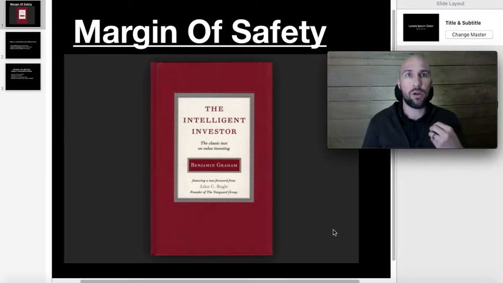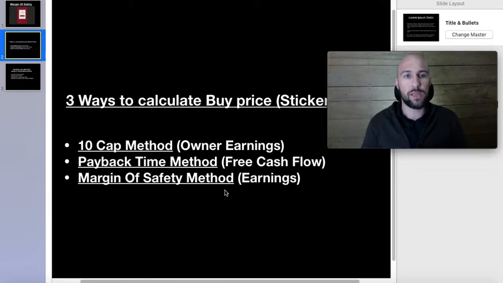Now, there are three ways that you can calculate a margin of safety in a stock. There are many ways, but three that I have learned so far and that I will introduce to you. Those three ways are the 10 cap method, where you use owner's earnings; the payback time method, where you use free cash flow; and then the margin of safety method, which is what we're going to talk about today, where you use earnings.